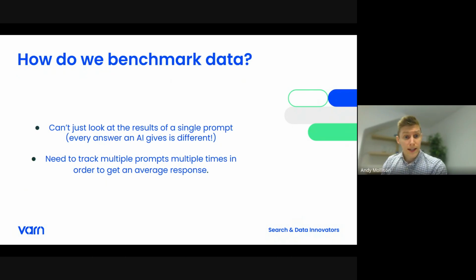How do we benchmark that data? Well, we can't look at the results of a single prompt, because every time you ask an AI something, it gives you a different answer. It's always making up its own answer based on its library of words and what it gathered at that single time. So we have to track multiple prompts written in multiple ways, multiple times, in order to get an average of that data.